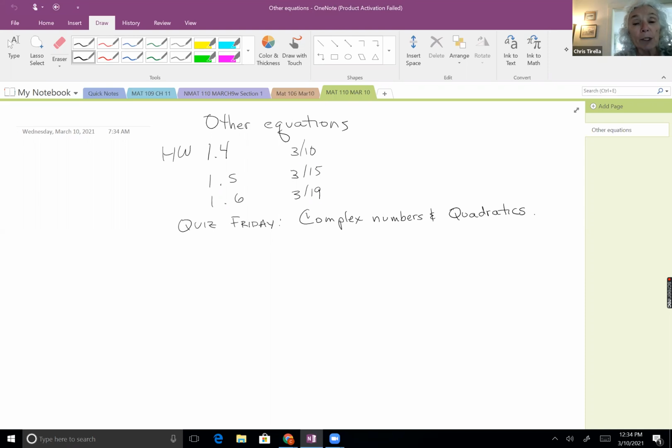Homework 1.4, which is the complex numbers, is to be done by the end of the day today. 1.5 is the assignment on quadratics. If you remember correctly, last class I bribed you with extra credit if you get it done by Friday. 1.6, the other equations that we're looking at today, won't be due until end of next week. But over the weekend, there will be a quiz on operations on complex numbers, specifically multiplying and dividing complex numbers, and rewriting negative radicals in terms of i.